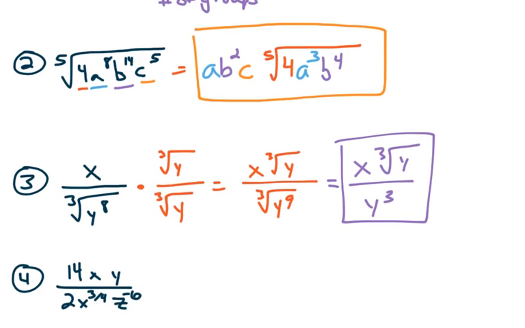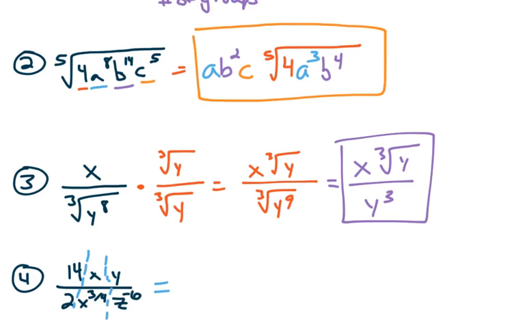Now for number 4, we've got 14xy over 2x to the 3/4 z to the negative 6. I do have 3 different variables here. When you have something like this, and I can't scroll this screen any farther, I'm at the bottom of this slide, so you're just going to have to bear with me. So what we're going to do here is split this into separate parts. We're going to have the 14 over 2, the x over x to the 3/4, and then y over z to the negative 6th. Really nothing we can do with that, but we can do things with the rest of it.